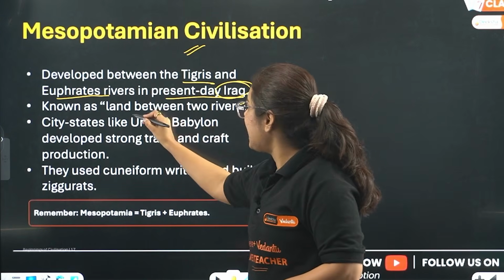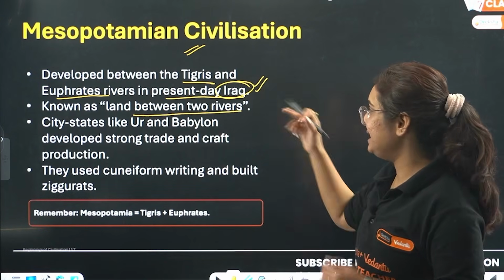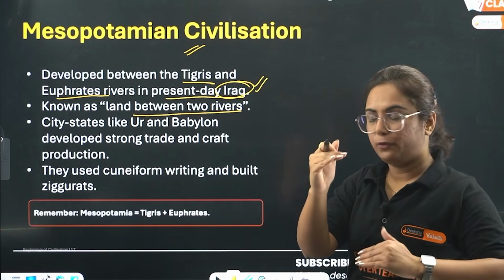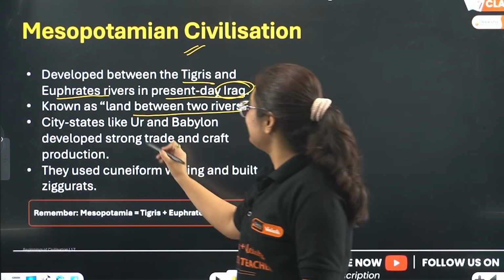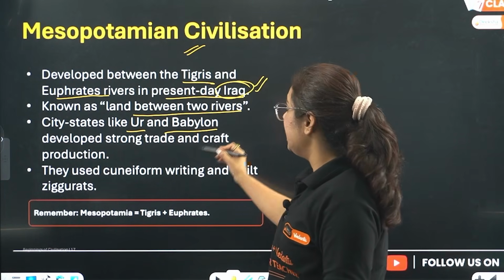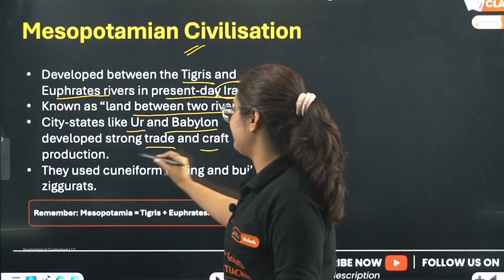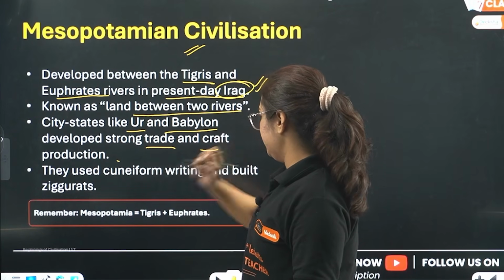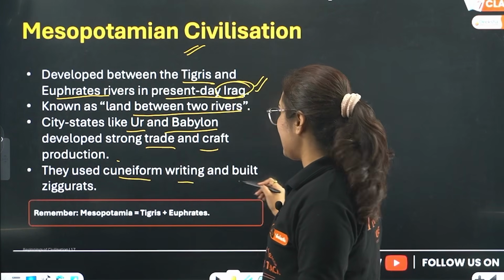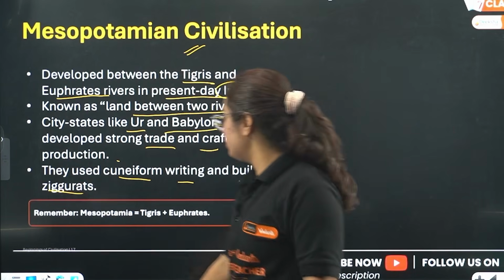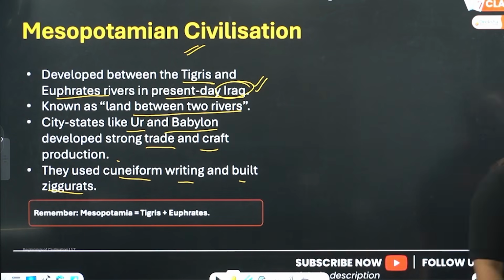It is known as the land between the two rivers, the Tigris in the north and the Euphrates in the south. City-states like Ur and Babylon developed strong trade and craft production. They used cuneiform writing and built ziggurats. Now, what is this cuneiform writing?